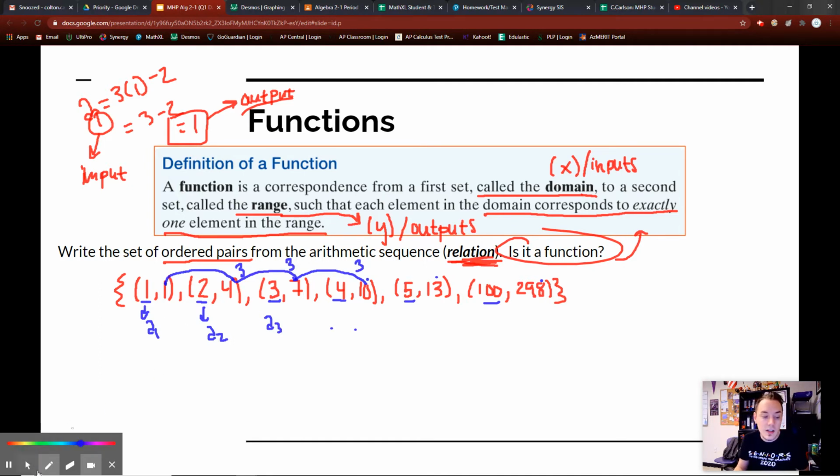Okay, so this is all the ordered pairs. I'm not going to erase all of this, I'm just going to erase some of this. So just bear with me. I don't want to pause the video right now. All right, let's go to town.